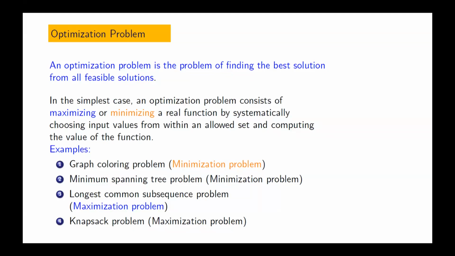So what is the longest common subsequence problem? What are we doing here? We are maximizing something: the subsequence which is present in both sequences where the length is maximum. Knapsack problem, what is it that we maximize? The total profit of the selected items according to the given conditions.